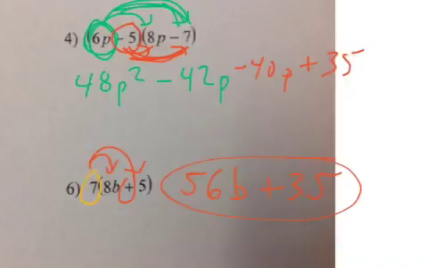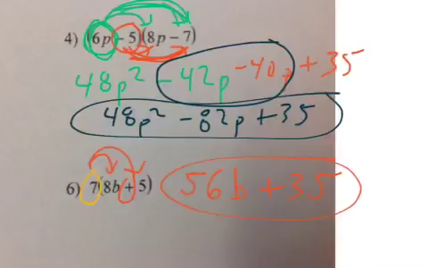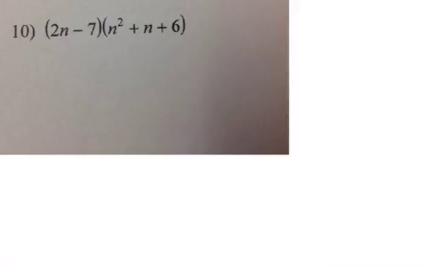Okay, and that's basically all you have to do. But notice in the middle here, I do have two p terms, so I can combine those together. They're like terms. So what's my final answer? 48p squared minus 82p plus 35. Okay, now guys, that's a quick rundown of distributive property. Now let's just do one more, however, and see how it just keeps expanding.